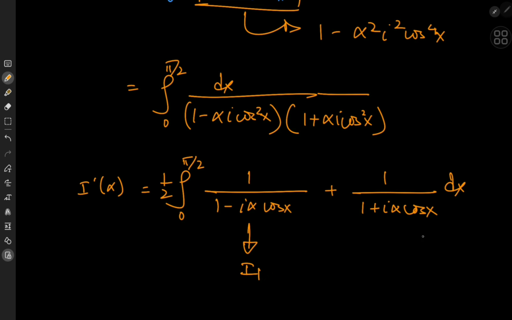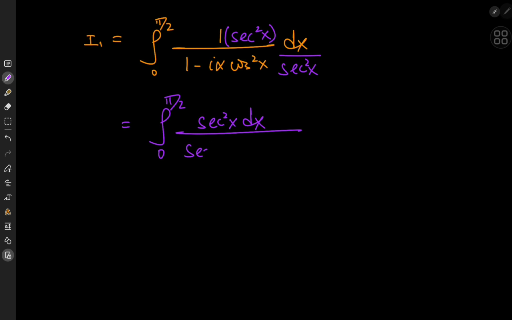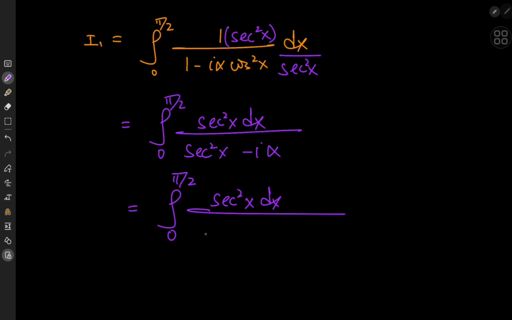We'll call the first one I sub 1, and this one I sub 2. Now for the integral I sub 1, we'll start off by expanding using the squared secant function. So I have secant squared x up here and secant squared x down here. That gives me the integral from 0 to pi by 2 of secant squared x dx divided by secant squared x minus i times alpha. And we can expand the squared secant in the denominator in terms of the squared tangent. So that gives me tangent squared x plus 1 minus i times alpha.